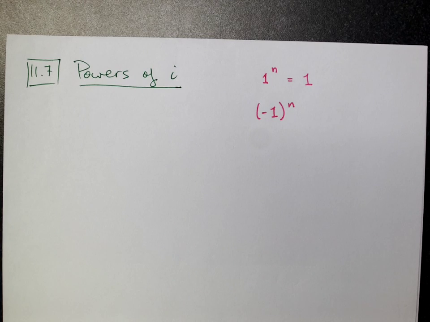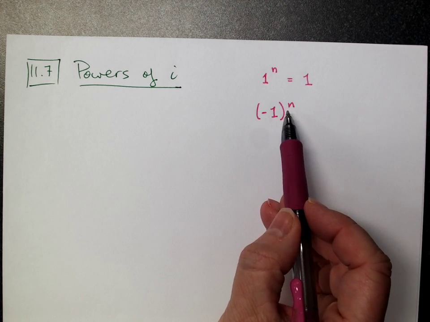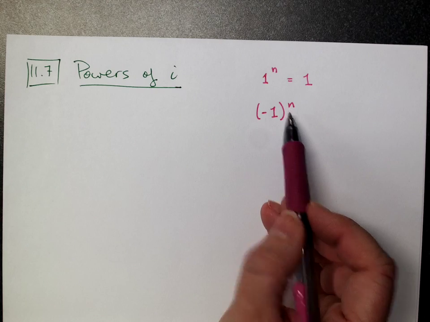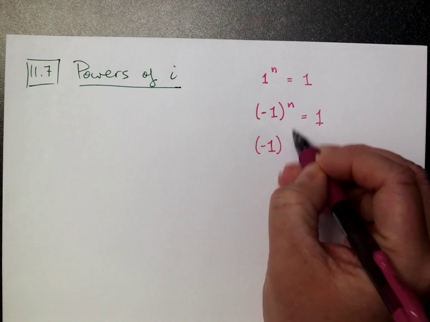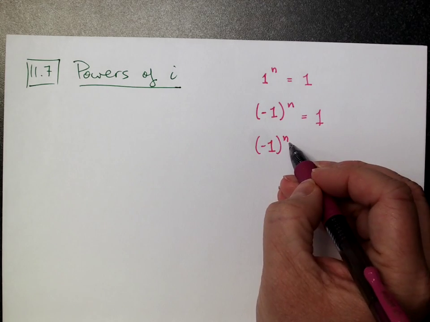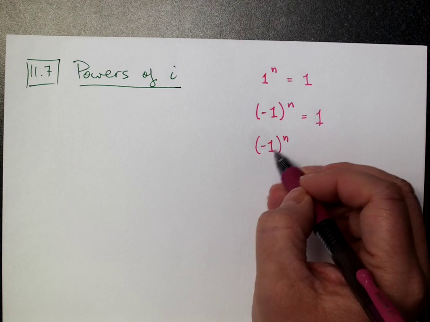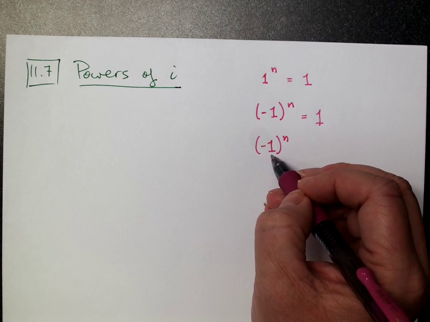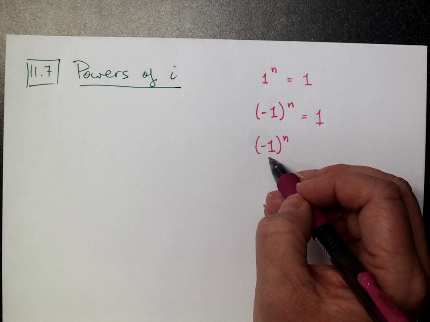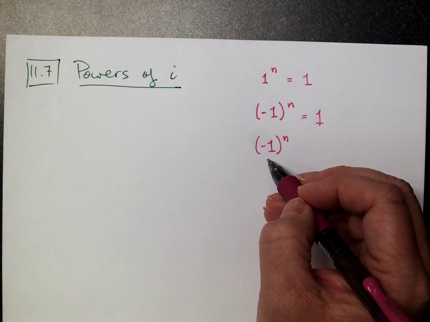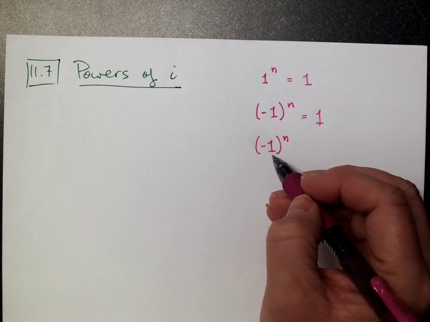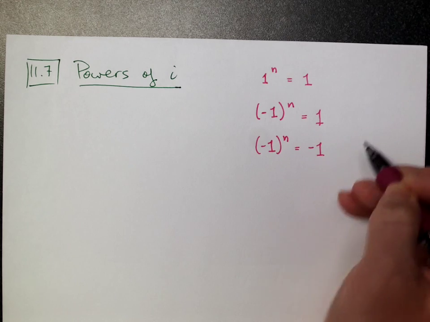Remember, pairs of negatives cancel out to become positive. So if you've got an even exponent, you have pairs of negatives, so you'll have a +1. But if you have an odd number of -1s, let's say there's 5 of them, -1 times -1 times -1 times -1 times -1, you had pairs that cancel out to positive, but then you had an extra one. And so that would equal -1.